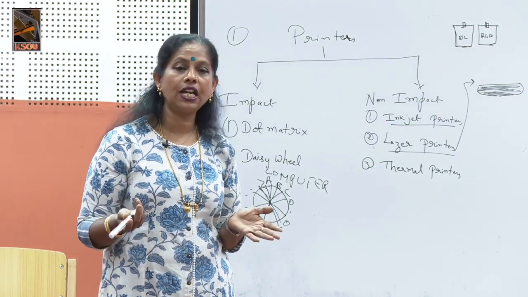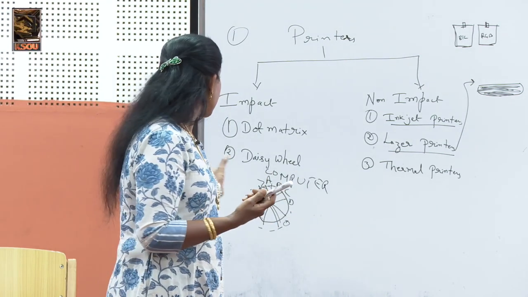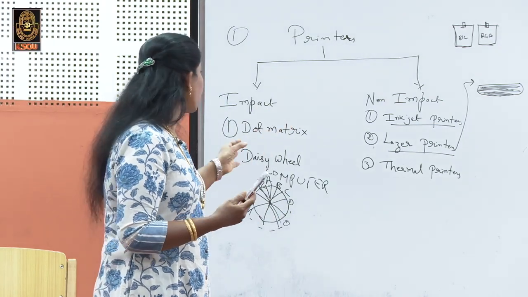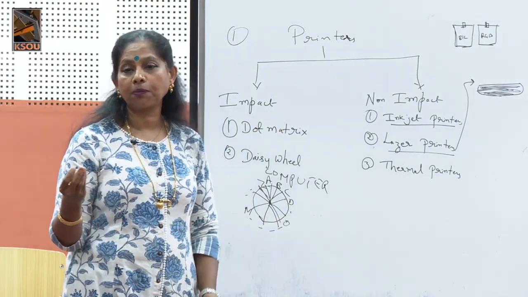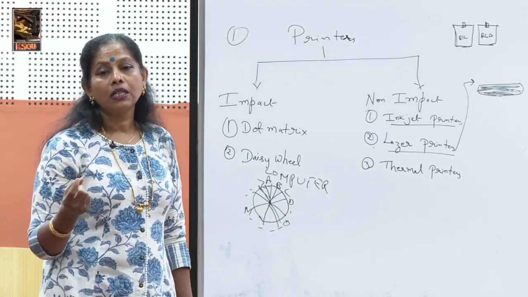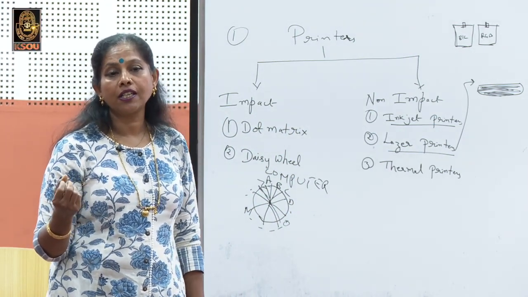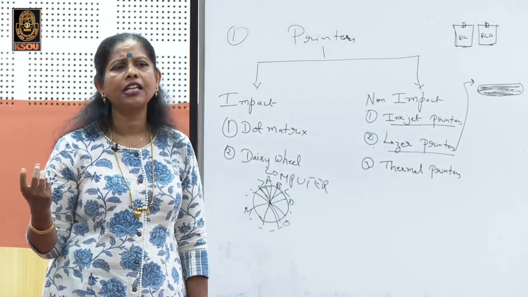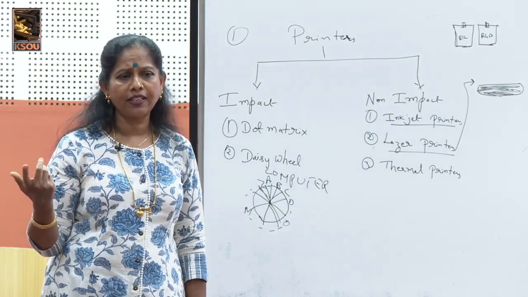Very good. Now only have done. Even if they mix up with these also, which is the non-impact printer, what they do is option A, dot matrix, option B, daisy wheel, option C, thermal printer, option D, none of the above. Which one you will select?